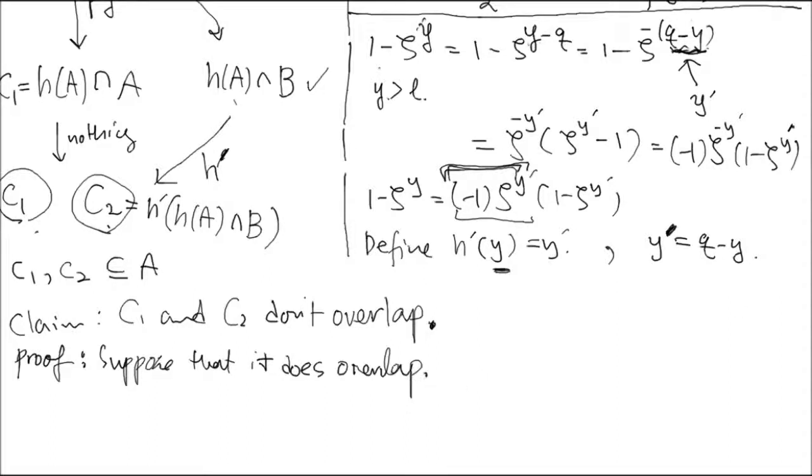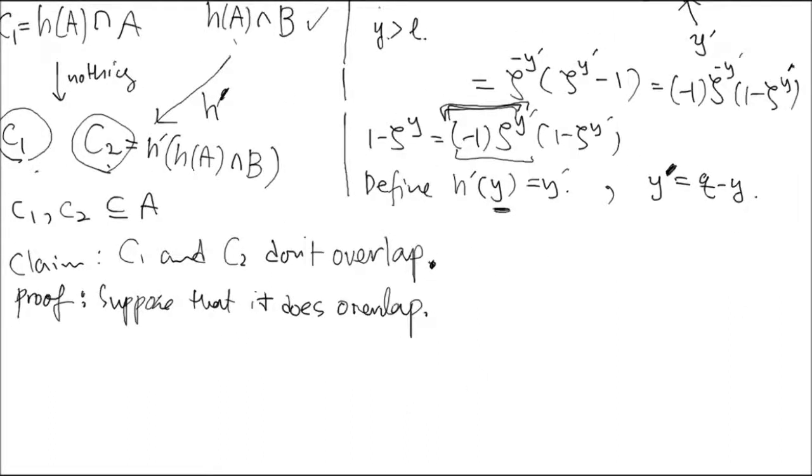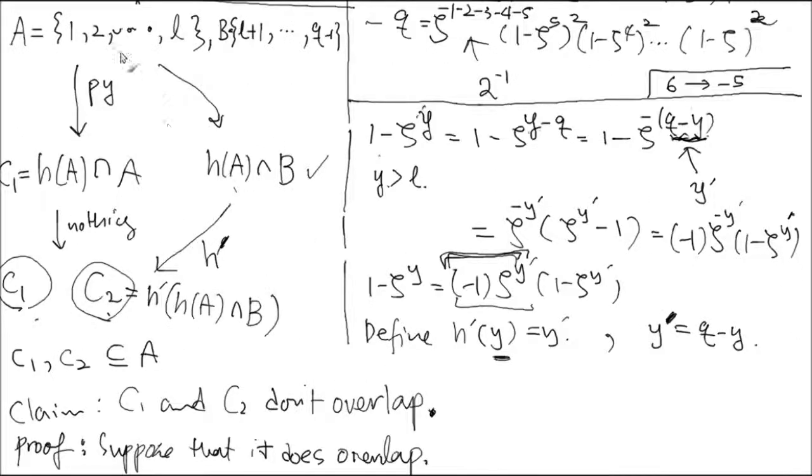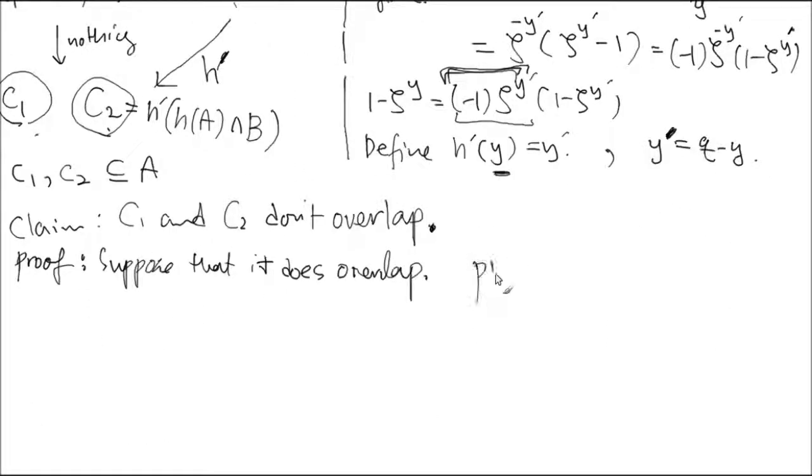Proof by contradiction, right? Suppose it does overlap. So what does that mean? How do you get into C? You start with something there. I'm going to call, let's say, y1 and y2. So let's say y1 happens to land inside the A.